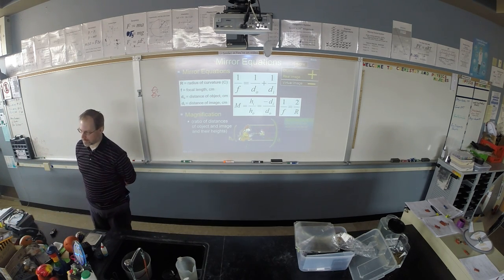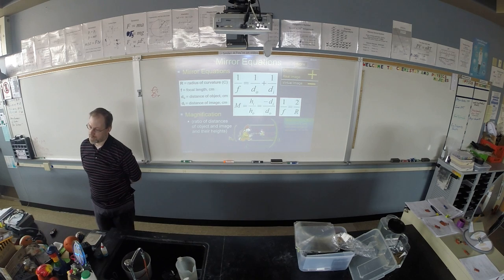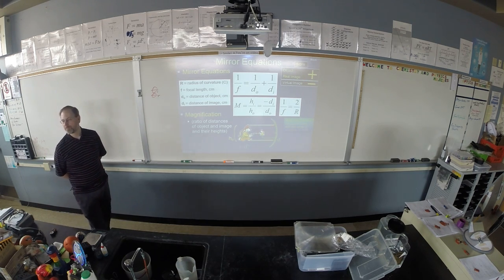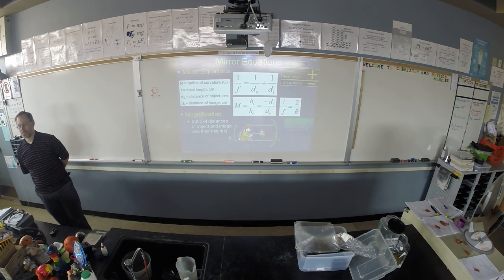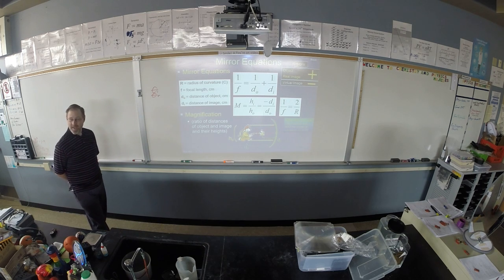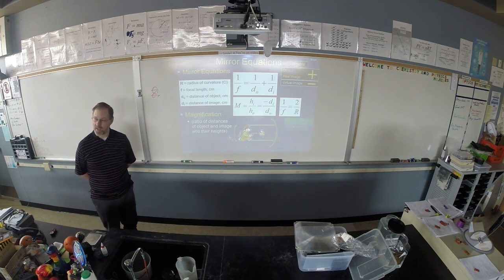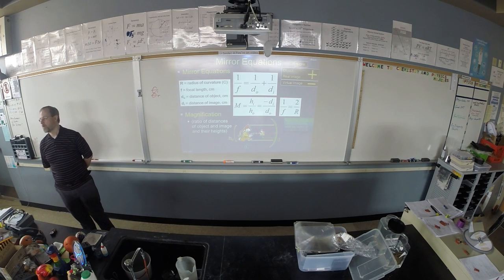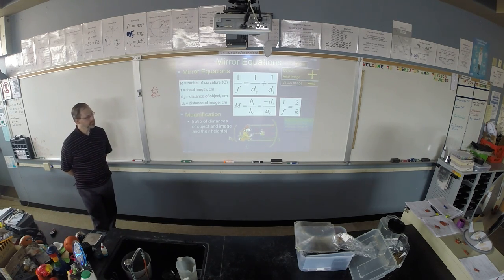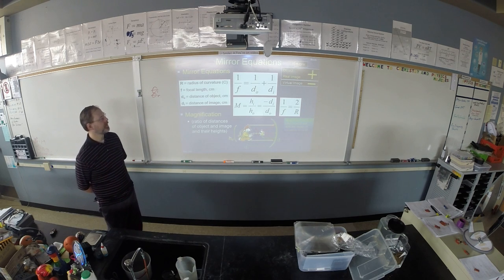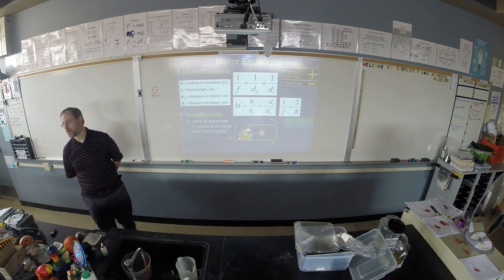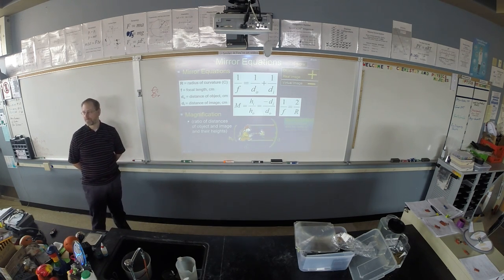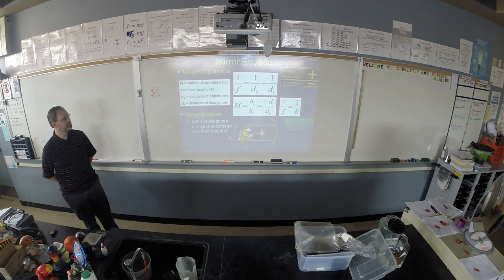Objects are always real. Do will always be positive, always, always. Di can be negative, and f can be negative. You can have a virtual focal length, and you can have a virtual distance of image, but you cannot have a virtual distance of object. Objects are always real.